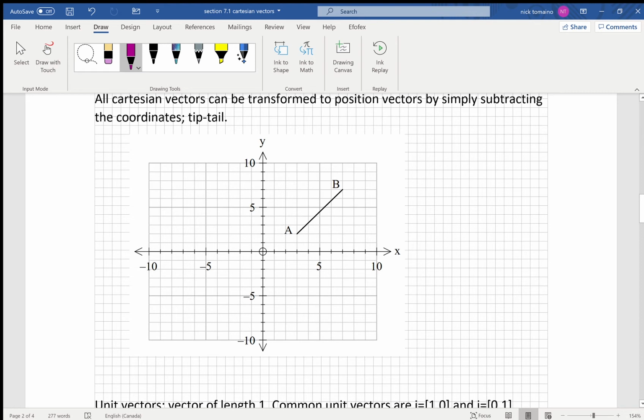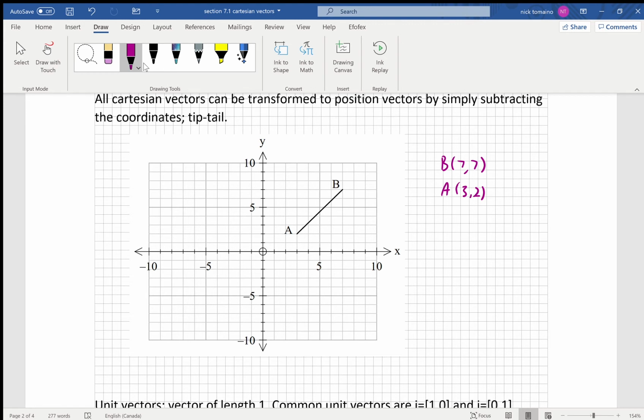For example, point B has the coordinates 7, 7, and point A has the coordinates 3, 2. If I want to create a position vector, I want to take this vector and shift it to the origin. What do you do to shift it to the origin? You're going to move it down 2, so you subtract 2 from the y coordinates, and then we want to shift it left 3, so you subtract 3 from the x coordinates. So we're going to subtract 2 and subtract 3.